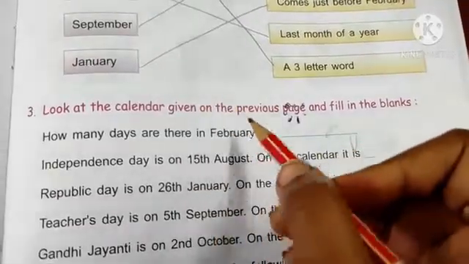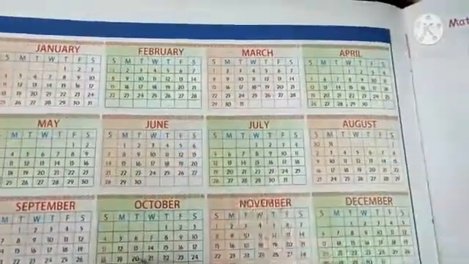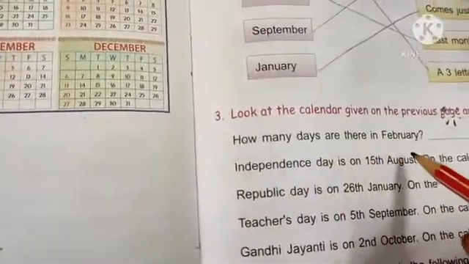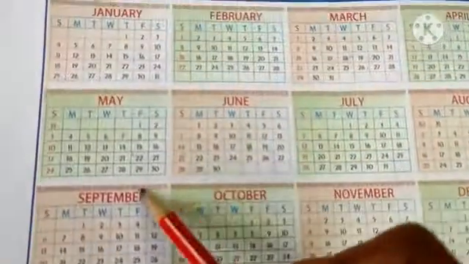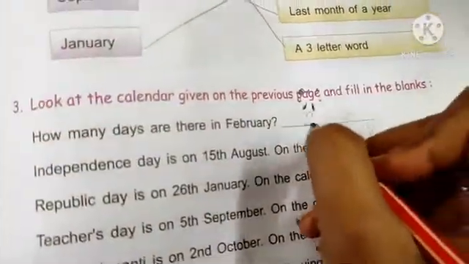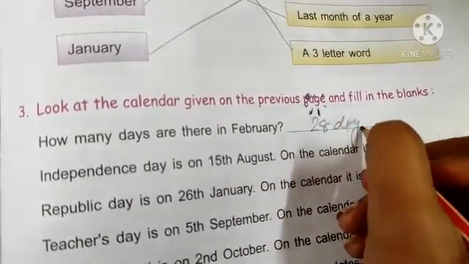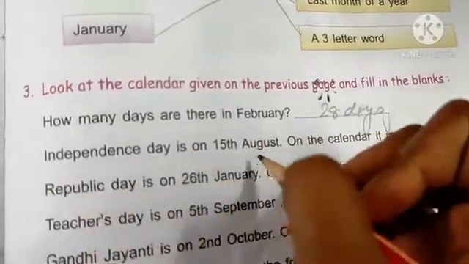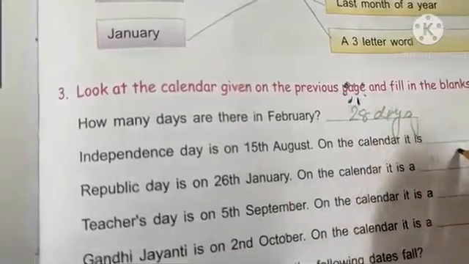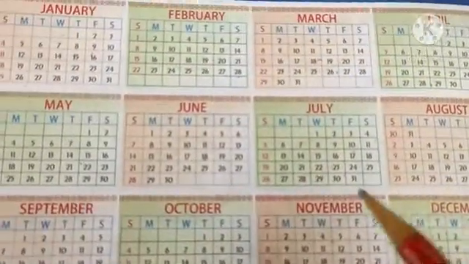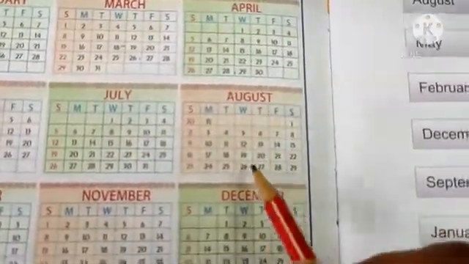Look at the calendar given on the previous page and fill in the blanks. See here the calendar. How many days are there in February? 28 days. So here write 28 days. Independence Day is on 15th August. On the calendar it is in August. It is on 15th.